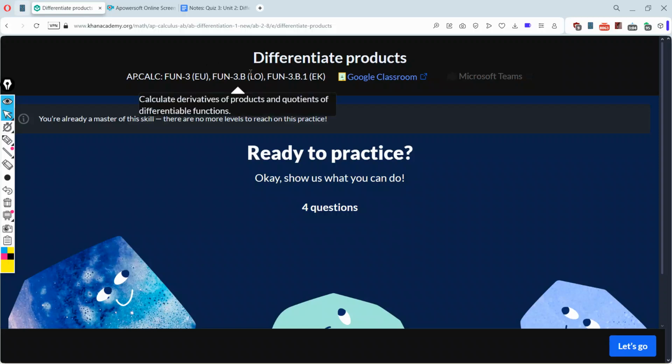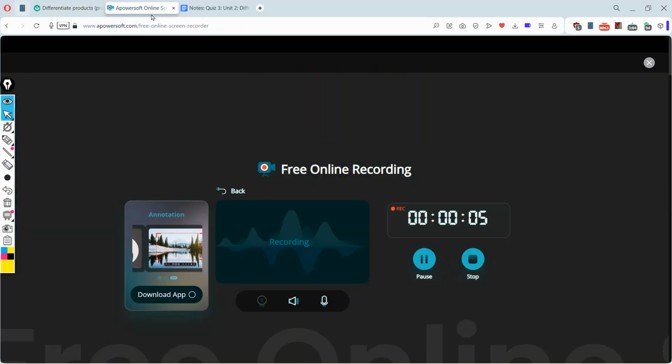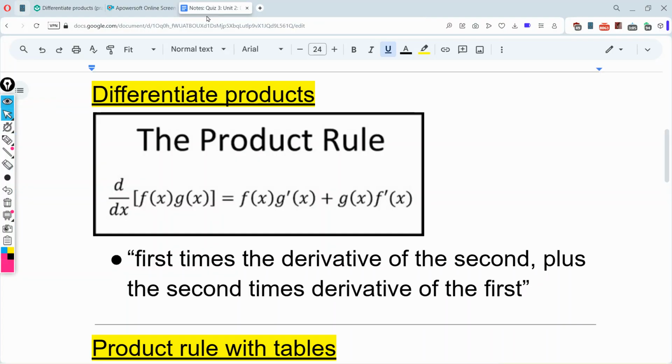This will be for the exercise, differentiate products. All right, so the product rule is for when you're taking the derivative of two terms that are multiplied by each other. Okay, so you rewrite the first term, f of x, times the derivative of the second term, and then add the second term times the derivative of the first term.